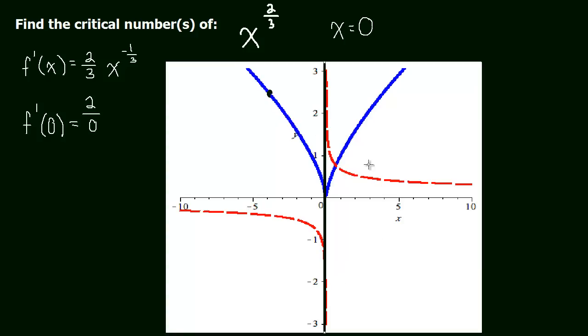Okay, so here it was a little bit harder of a problem to see the function and its derivative, but hopefully after we've talked about it, it makes a lot of sense. See you in the next video. I think we're going to do one or two more of these.